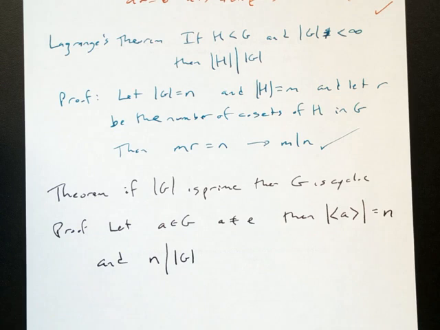But G is of prime order. What are the only things that divide a prime? And if this element is not the identity, then the subgroup generated by it must contain more than one thing, because it must contain A and the identity.